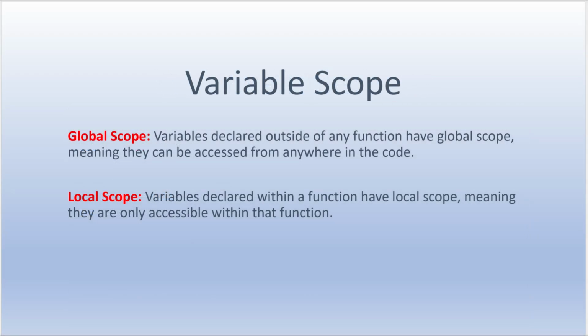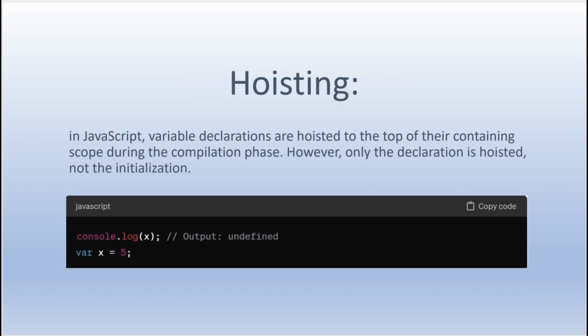Now on to scope. Variables declared outside of any function have a global scope, meaning they can be accessed from anywhere in your code. However, variables declared within a function have a local scope, meaning they are only accessible within that function. Another concept to get your head around is hoisting. In JavaScript, variable declarations are hoisted to the top of their containing scope during the compilation phase. But remember, only the declaration is hoisted, not the initialization.